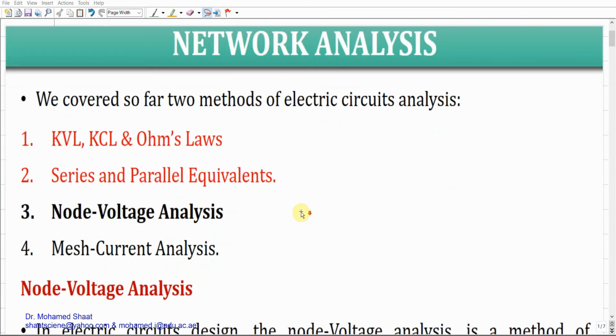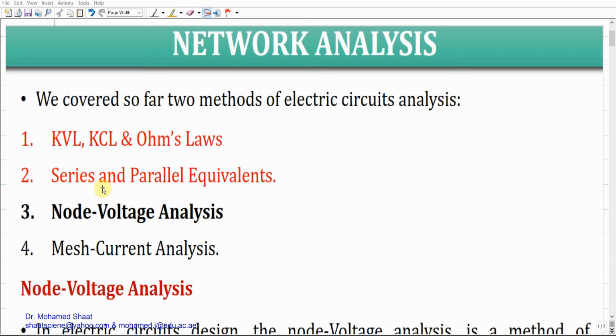These 4 methods, basically: the Kirchhoff voltage law, current law, and Ohm's law. The first method is just to use these 3 laws to do resistive circuit analysis. The second method is series and parallel equivalency, just to calculate the equivalent resistance and use this equivalence to do electrical circuit analysis. And we already covered these 2 methods in the previous lectures.